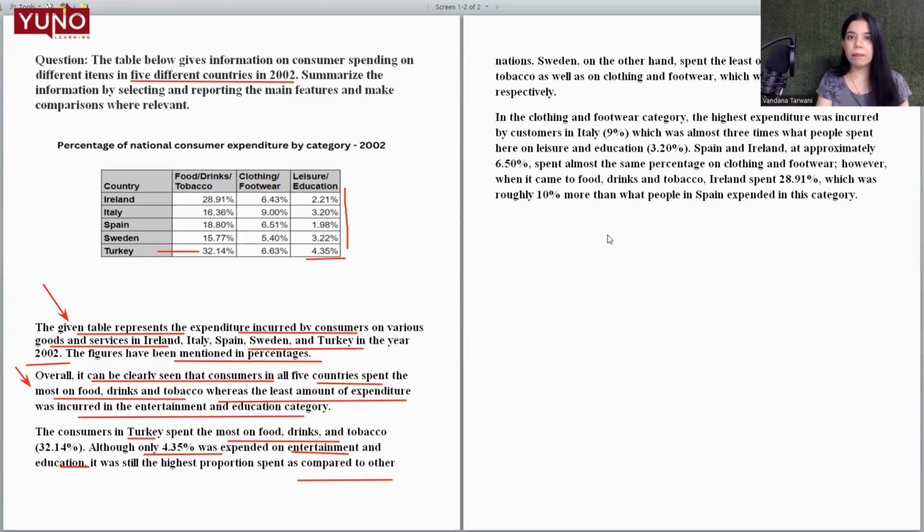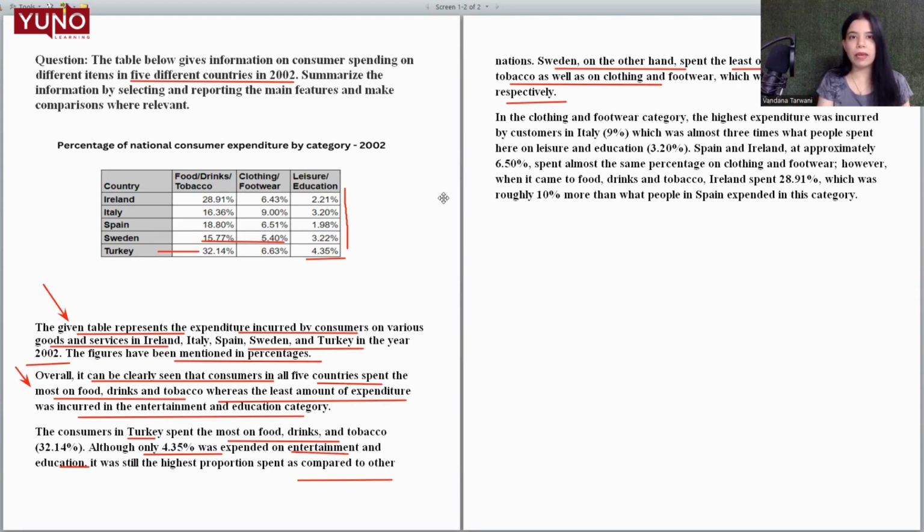And then in the same paragraph, we are now talking about Sweden. We are saying Sweden, on the other hand, spent the least on food, drinks, and tobacco, as well as on clothing and footwear, 15.77% and 5.40% respectively. So if you see in body paragraph 1, we have talked about the highest category being Turkey and the lowest category, Sweden. That is how we have organized the information.